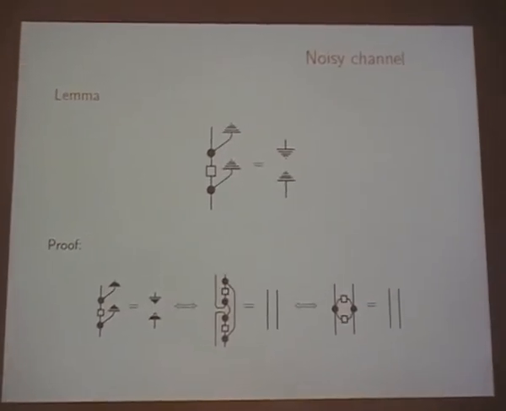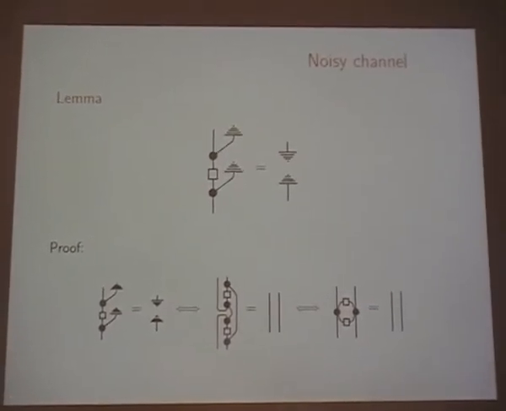Okay, we can remove these two parallel edges, obtaining just these two things. So this is the proof that if we put an H in the middle of the classical channel, then we obtain a noisy channel. So it means that we cannot transmit any information using this channel.